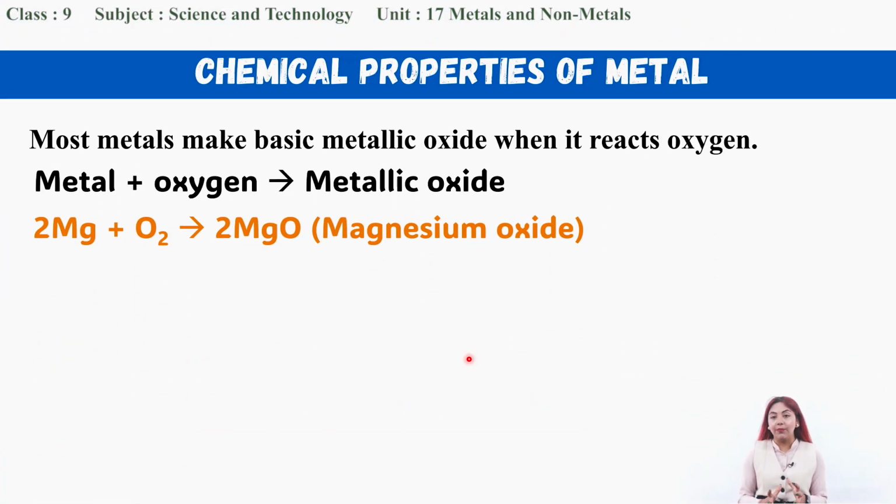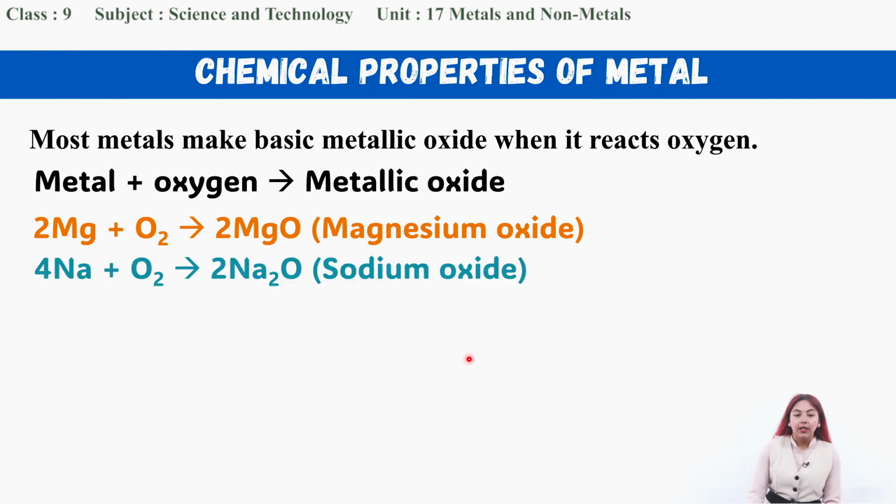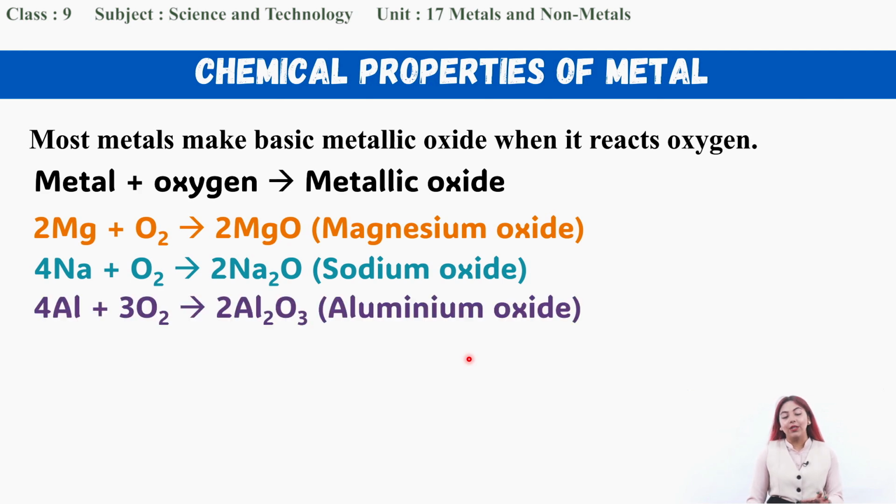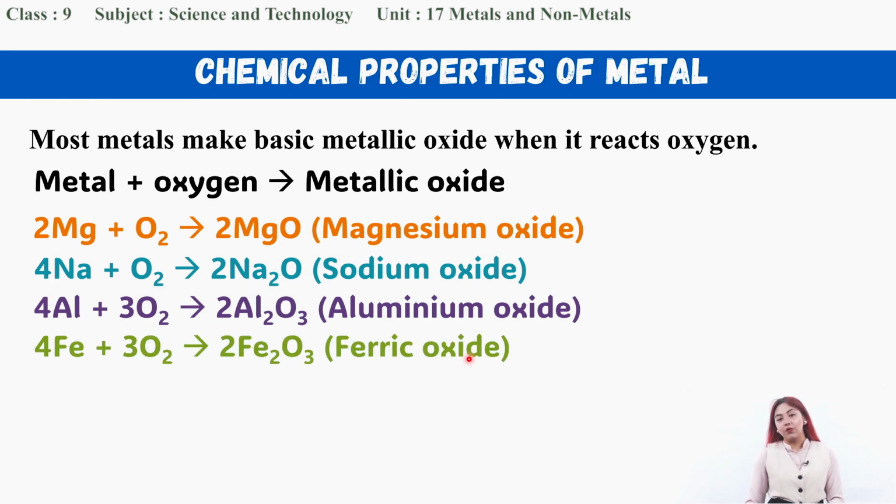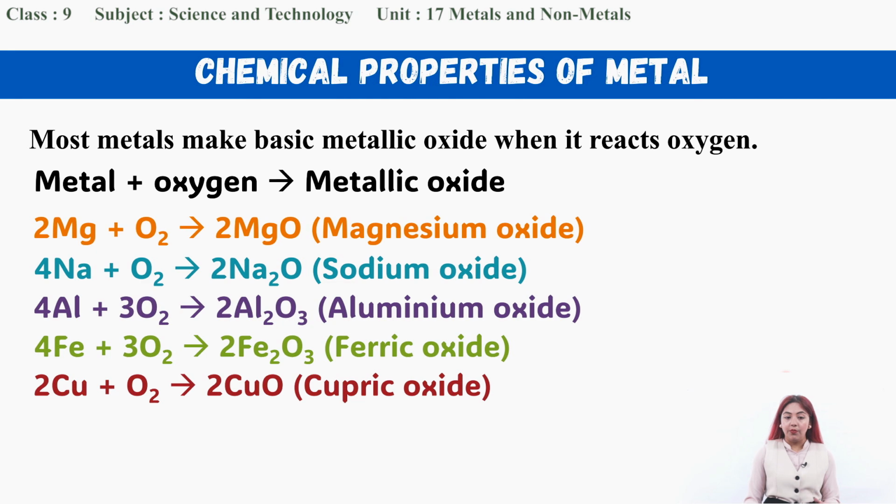Now let us take certain examples of other metals as well. Now similarly, when sodium is burned in the presence of oxygen, it forms sodium oxide. Aluminium, when it is burned in the presence of oxygen, forms aluminium oxide. Iron, when it is burned with oxygen, forms ferric oxide. And copper, when it is burned in the presence of oxygen, also forms cupric oxide. All these metals, when they reacted with oxygen, formed respective metallic oxides, and all of these metallic oxides that I mentioned here are basic in nature. So most metals make basic metallic oxides when they react with oxygen.